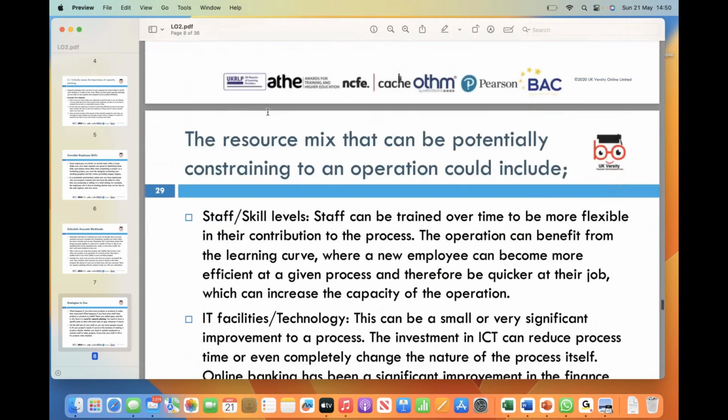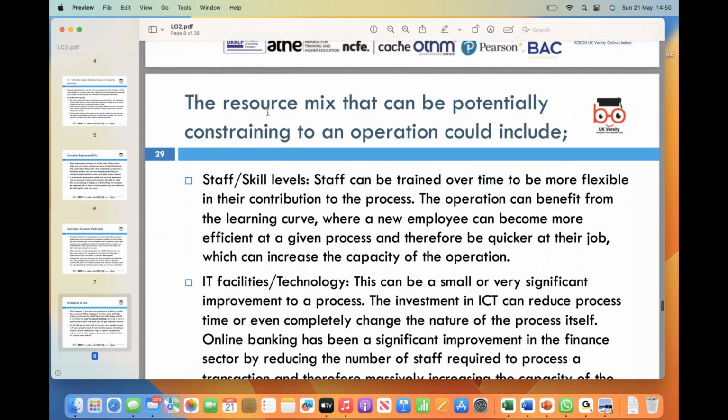Resource mix that can be potentially constraining to an operation could include various factors that can restrict or limit the smooth operation of a business. These factors, known as resource constraints, can have a significant impact on the efficiency and capacity of an organization. There are two important resources to concentrate on: staff skill levels and IT facilities or technology.